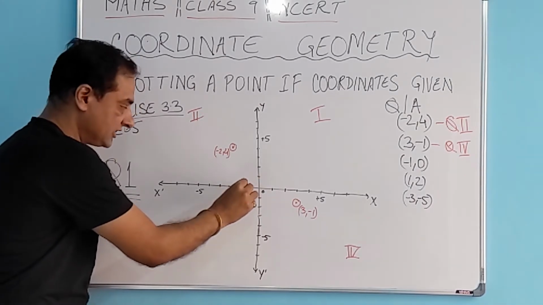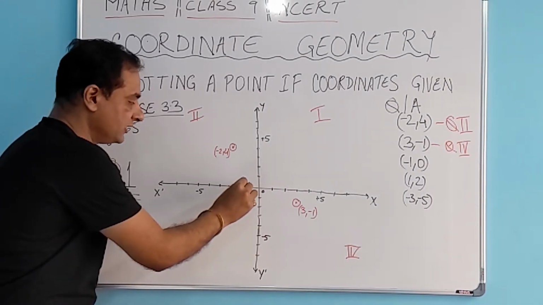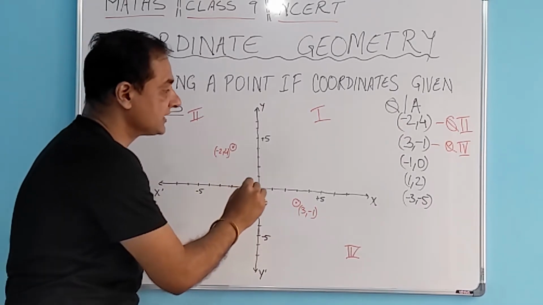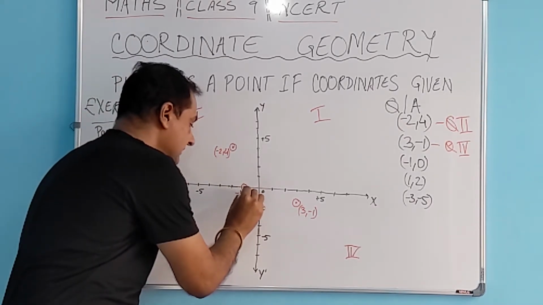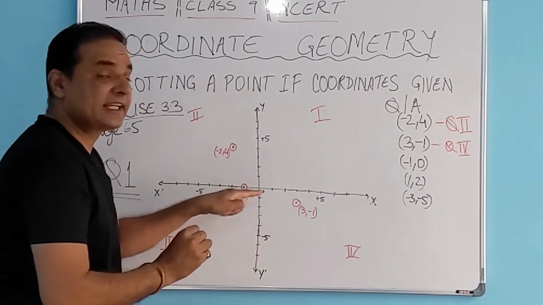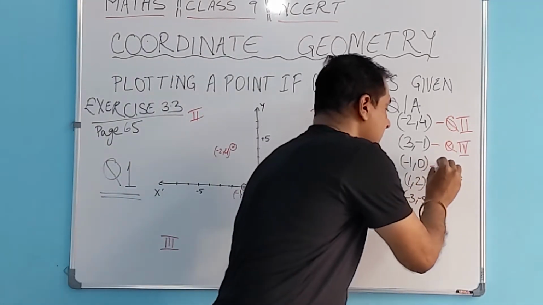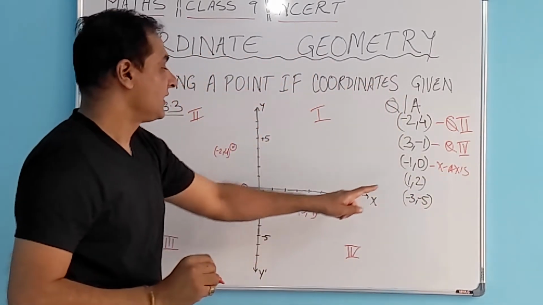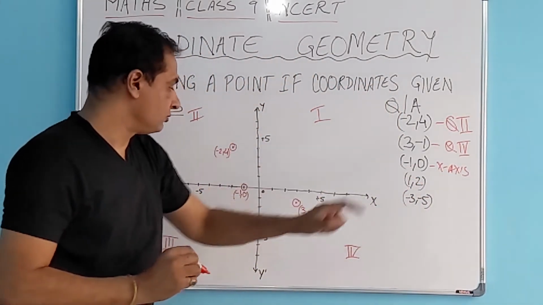X-axis, we go in negative direction, -1 and 0. So we don't need to go anywhere up or down. So this is here, which is -1 and 0. What is this? X-axis. So this is X-axis. Let's look at next point, 1, 2.